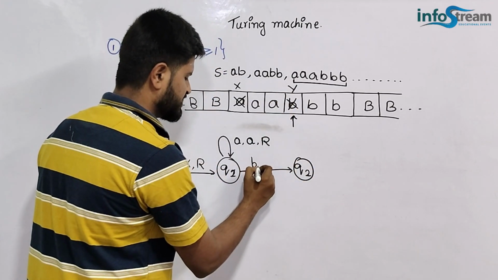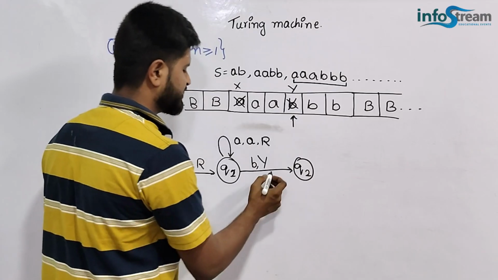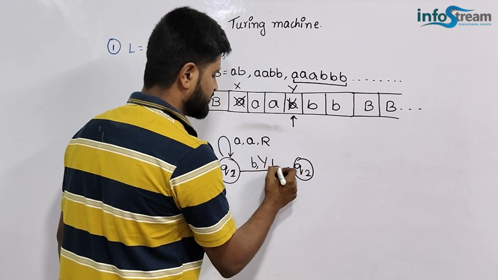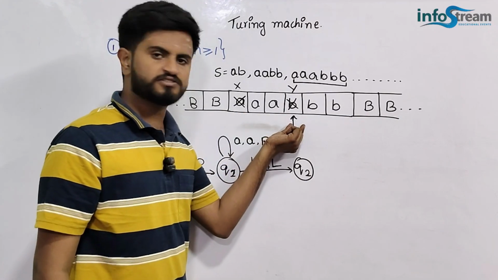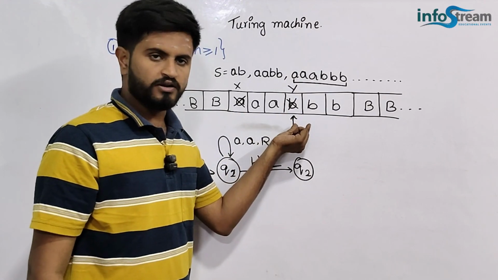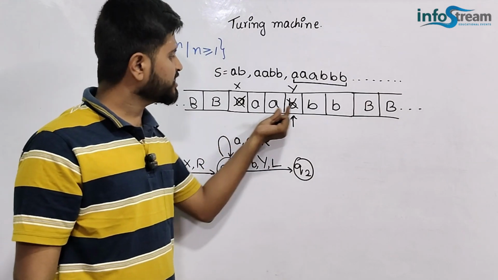When I encounter b, I will replace it using capital letter Y and move towards the left side, because 1a is over, then I move towards the b. So 1b is over. Now again I must come to a. Next again I must go to b.